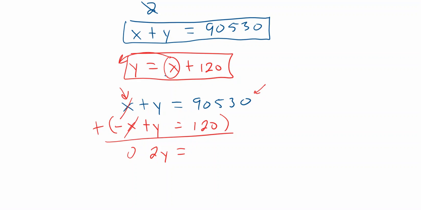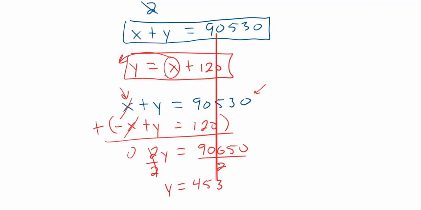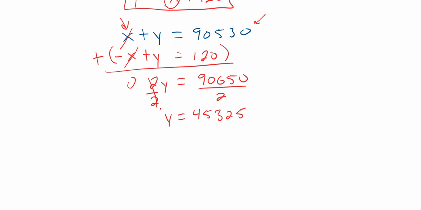90,000 whatever plus 120. So that ends up being 90,650, right? Obviously. So then we'll just divide both sides by 2 now. So divide by 2, divide by 2. So we get Y is equal to 45,325. All right, so that's what my Y is.